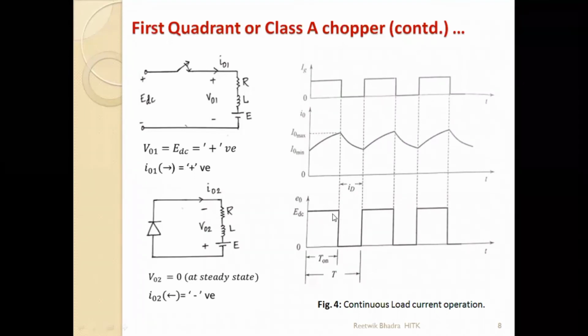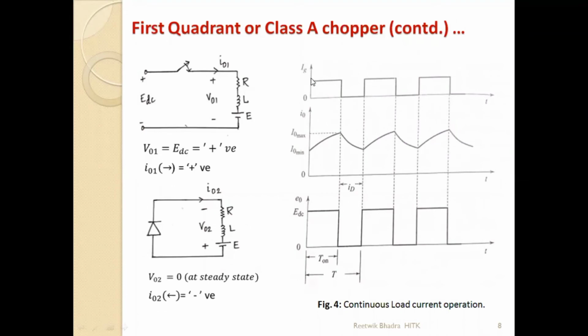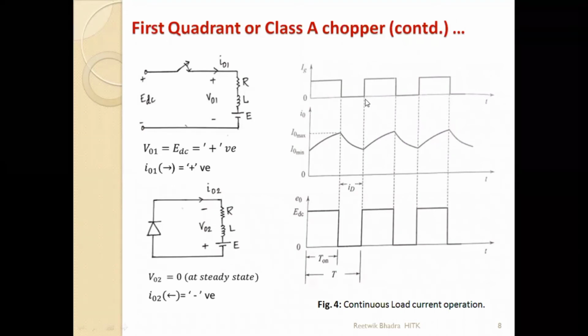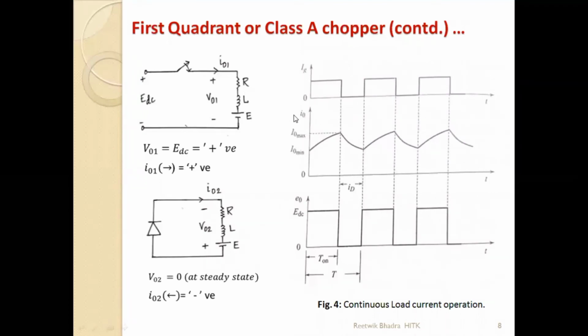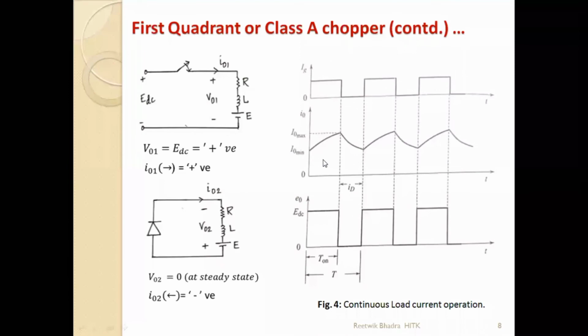So this is the on cycle, this is the off cycle. That's why IG is kept on over here, and this is off over here. IG means the gate pulse, how the switch is on and off. Now, during the first period, what will we get for I0? I01 is positive, and we know the inductor is charging. This is acting as my source, so it will charge my inductor. So it is charging current.